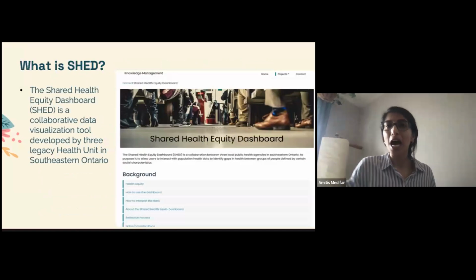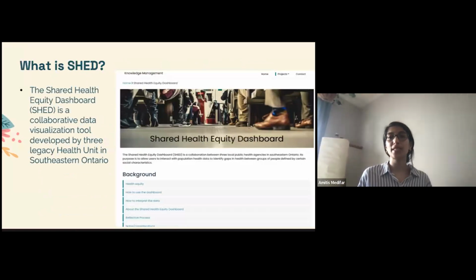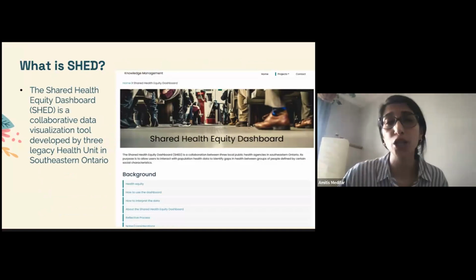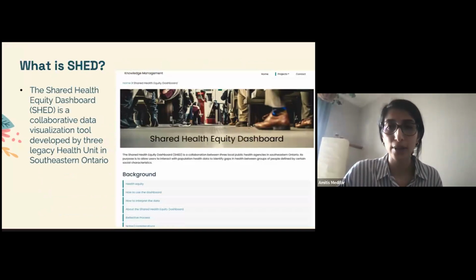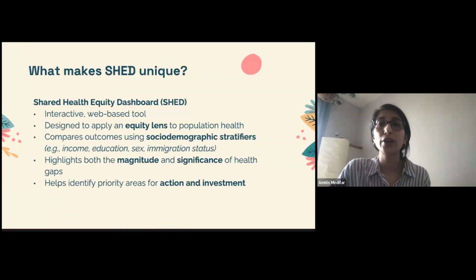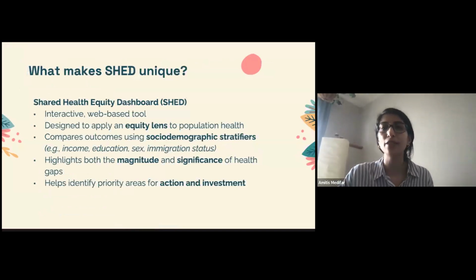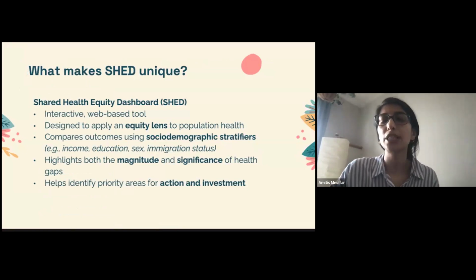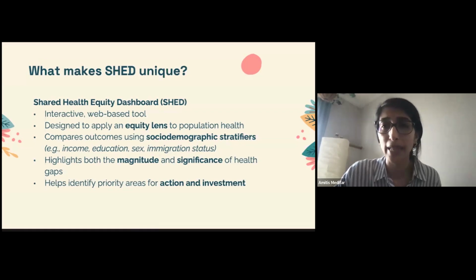So what is SHED? SHED stands for Shared Health Equity Dashboard, and it's a data visualization tool and was created by the knowledge management team through a collaboration between three legacy health units in southeastern Ontario. What makes SHED unique and different from other tools out there is that first, it's fully web-based and interactive, which means users can explore different indicators and compare groups directly within the platform.